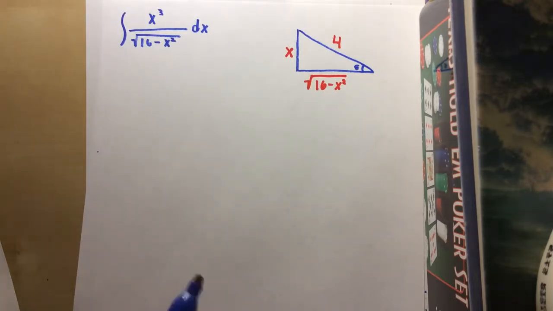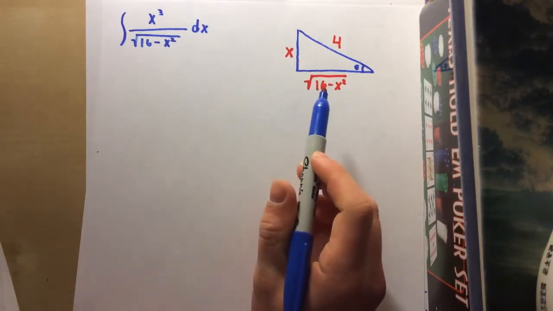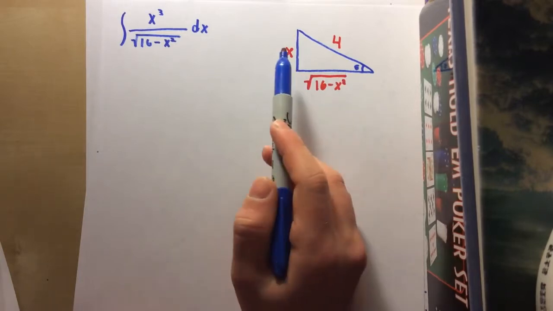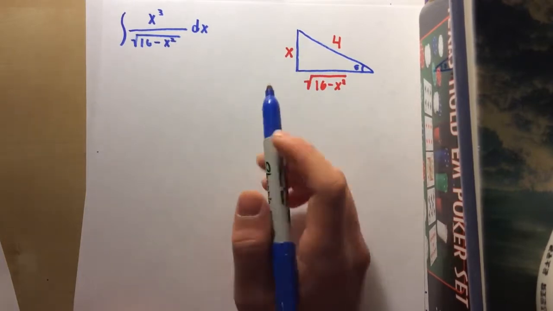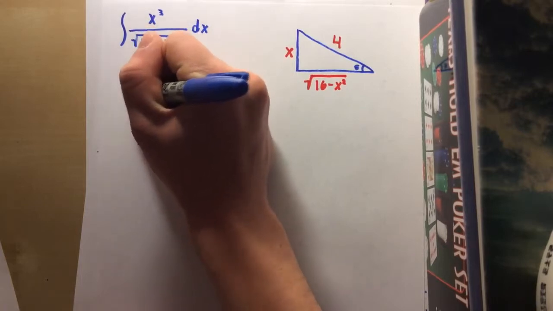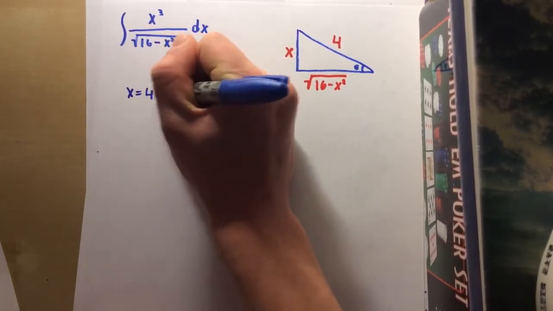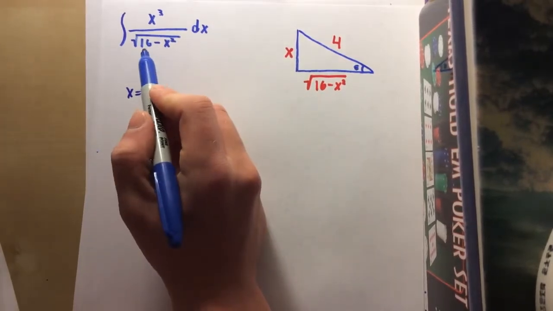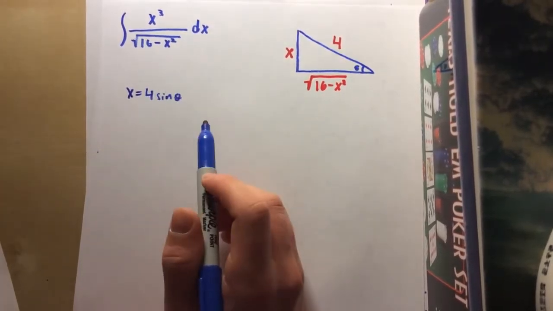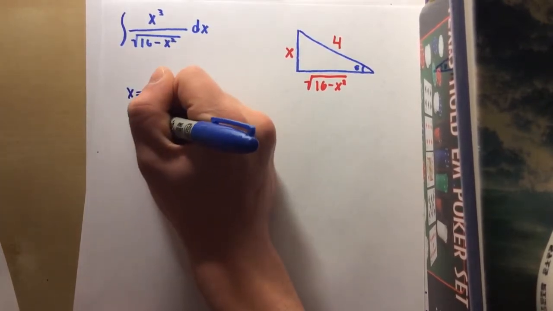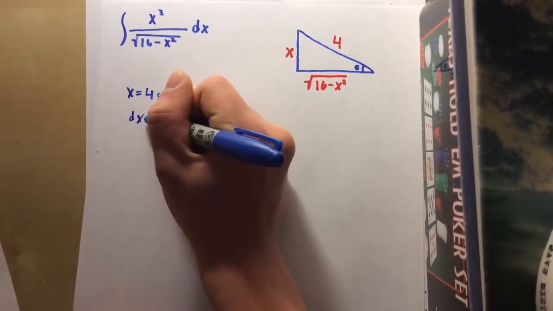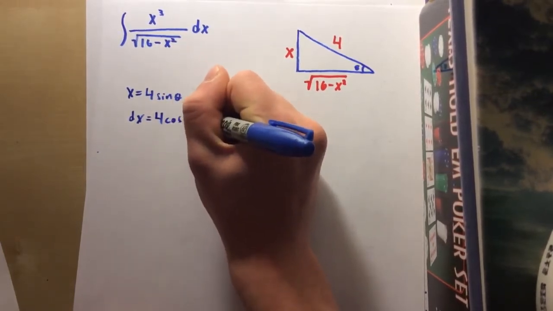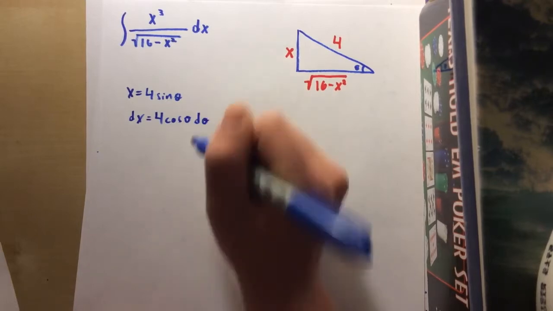So we have this x here, and we don't want to use the square root. So sine of theta is equal to x over 4, so x is equal to 4 sine theta. And once again, that follows the form of a sine theta when we have the square root of a squared minus x squared. And now we just solve for dx, and that's going to be 4 cosine theta d theta.